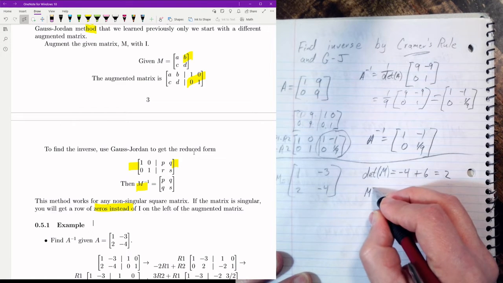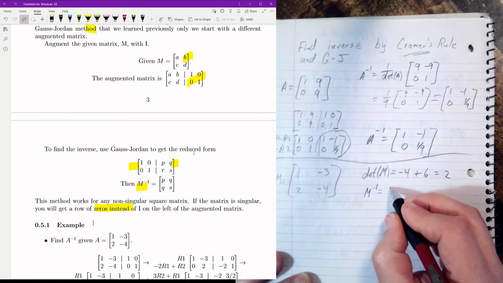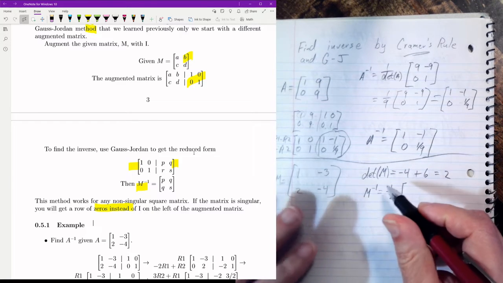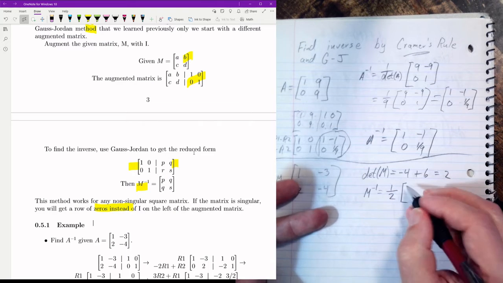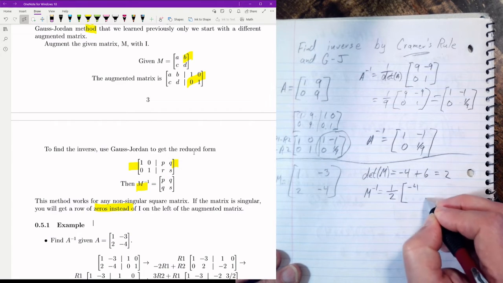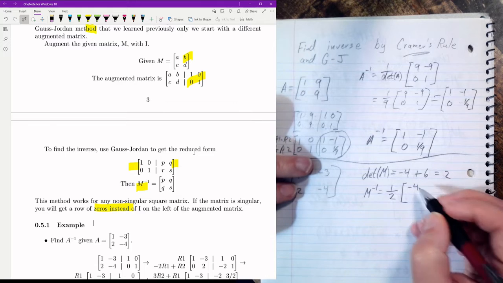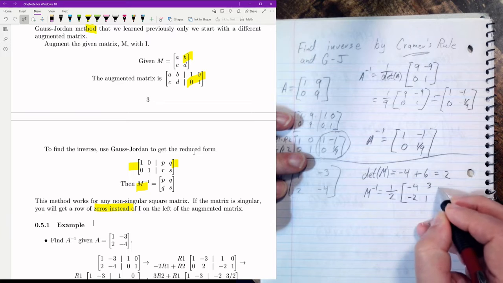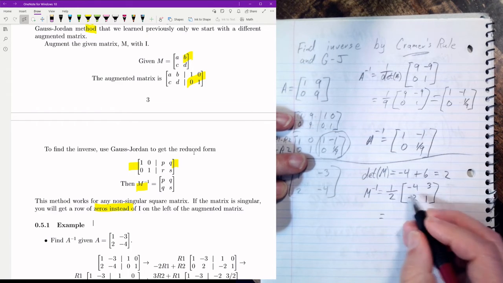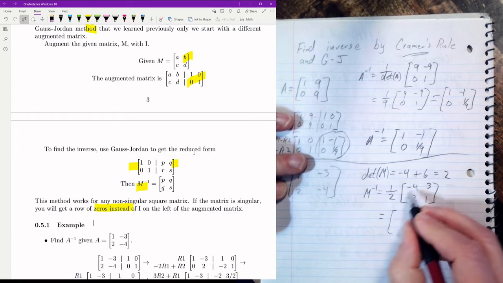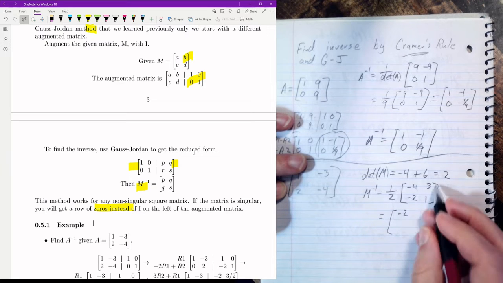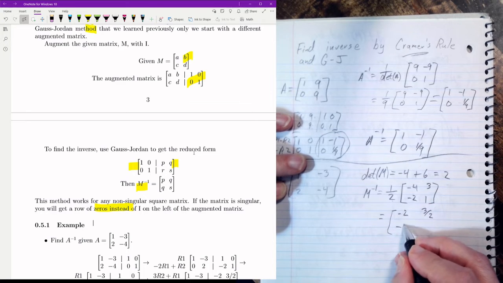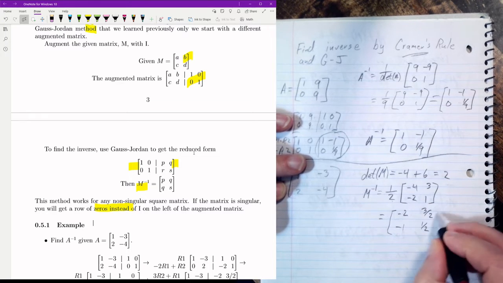So M inverse is equal to 1 divided by the determinant times, recall that we switch the A and the D, so minus 4 and a 1, and we negate the B and the C, so a 3 and a minus 2, which equals minus 2, 3 halves, minus 1, and 1 half.